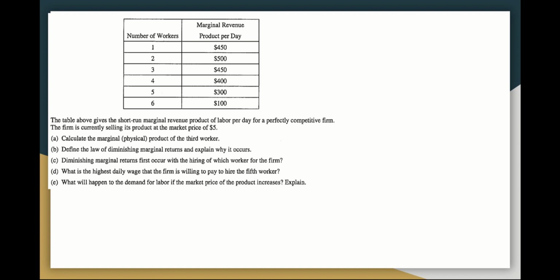So question A is calculate the marginal physical product of the third worker. Notice how they're trying to help you. If we take a look at the third worker, the third worker brings in $450 per day. If we take this number, because this is the total marginal revenue product, and we divide it by the market price, then we will be able to know how much physical product the third worker brought in. So for letter A, $450 divided by 5 equals 90 units. That would be the answer to letter A.